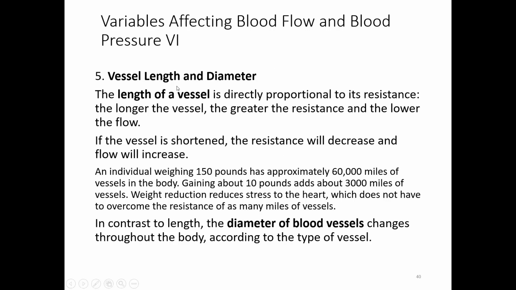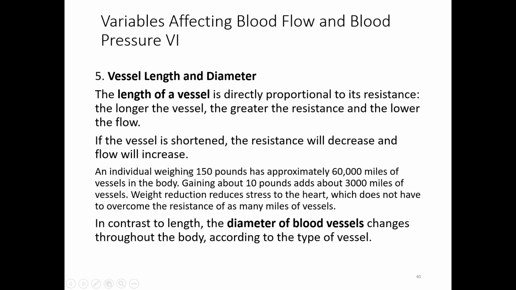Number 5, blood vessel length and diameter. The length of a blood vessel is directly proportional to its resistance. The longer the blood vessel, the greater will be resistance to the blood flow, and the lower will be blood flow. It means when we have a lot of extra tissues, which happens when we gain weight, that fat tissue requires blood vessels, so the length of all blood vessels increases.